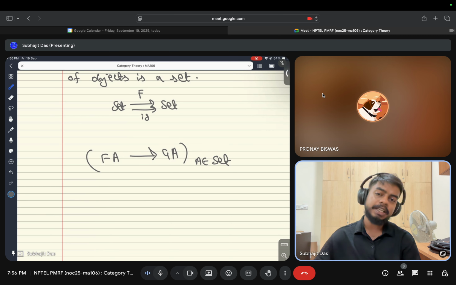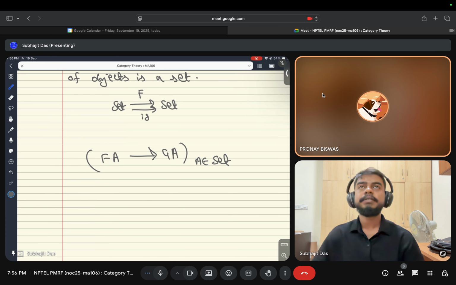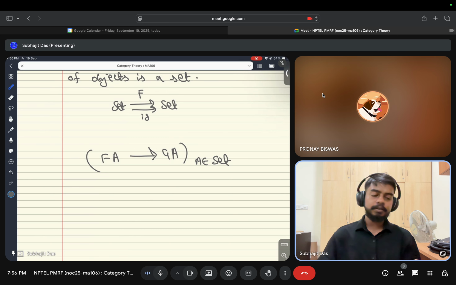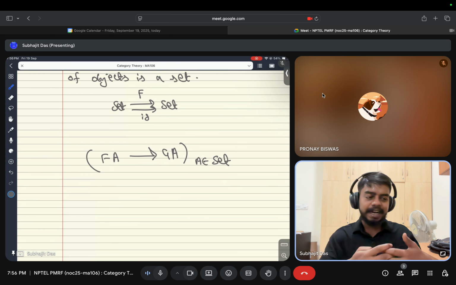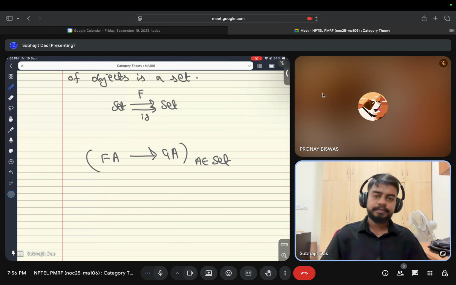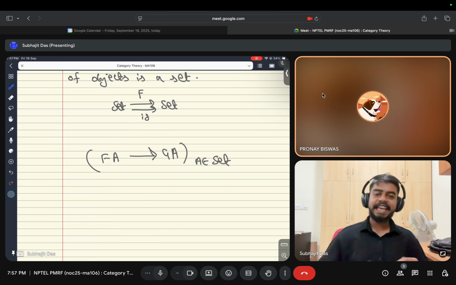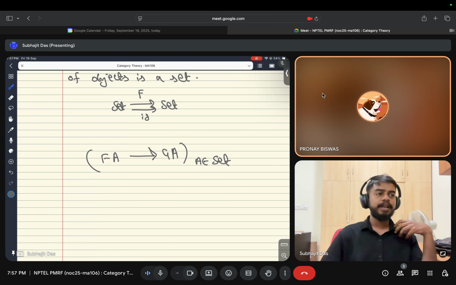Loosely speaking, a better way would be to say that it's defined in the same way across all objects, right? So it really doesn't depend on the object A. In whatever way it is defined for A, it is defined in the same way for A prime as well.